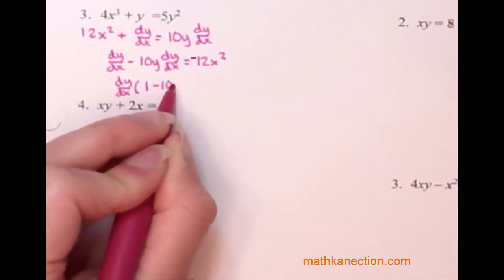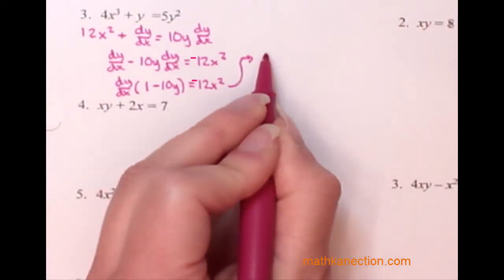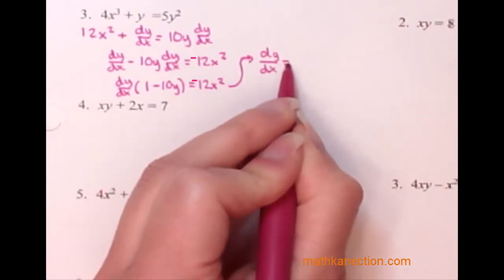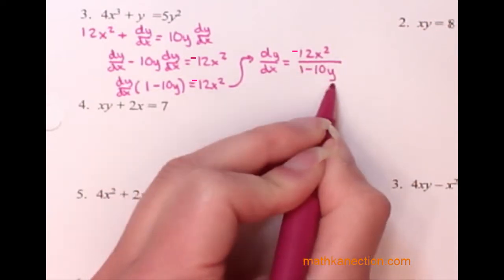Factoring out dy/dx, we'll have 1 minus 10y. Dividing both sides by 1 minus 10y, we'll have dy/dx by itself, which is equal to negative 12x squared over 1 minus 10y.